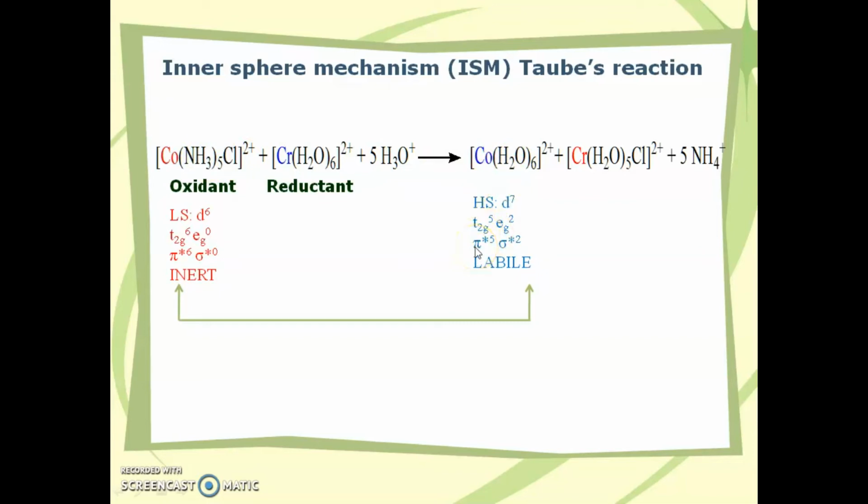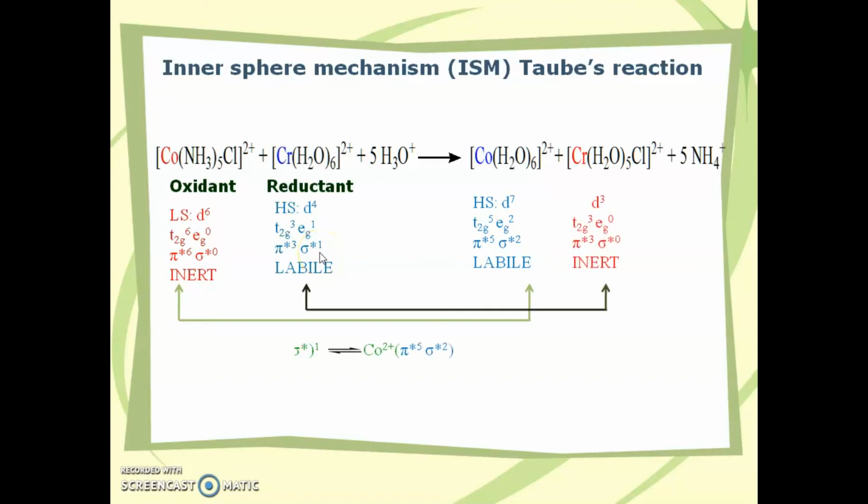Now what happens to the chromium complex? The chromium complex, which was a labile complex in the initial state with d4 electronic configuration, t2g3 eg1 or pi star 3 sigma star 1, becomes after the reaction an inert complex with d3 configuration or pi star 3 configuration.